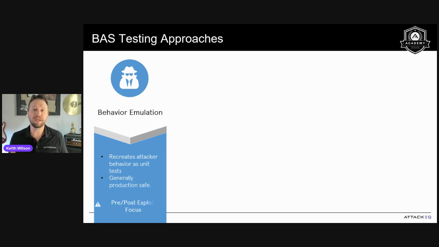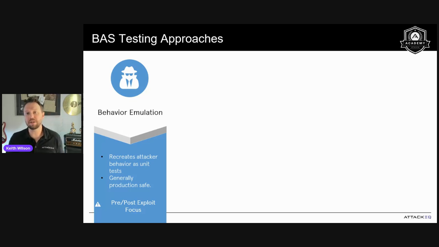So behavior emulation is taking specific behaviors of attackers and recreating them as unit tests in the BAS platform. Right. This is generally a production-safe approach because you're able to focus on specific behaviors instead of payloads. And if you believe a behavior to be a risk to your production network, you can choose other behaviors that may occur before or after the exploitation phase of an attack, right? If I'm concerned about running a test to see if ransomware can be executed in my environment, well, there's generally a couple steps that happen before the ransomware is delivered or executed. Not always, but there are other steps that can happen. So test those other behaviors first.